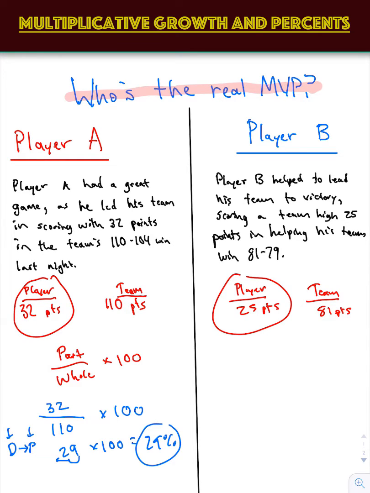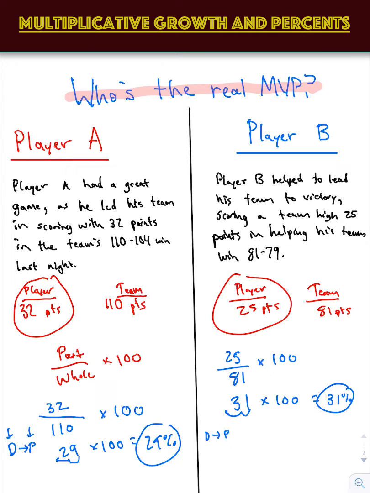Player B, we're going to do part divided by whole times 100 again. This time the part is 25, the whole is 81 times 100. This time when we do 25 divided by 81, we get 0.31 when we round, 0.3086. And turning that to a percent, I'm going to multiply by 100. Again, D to P says shift to the right. Shift to the right 2. Player B actually scored 31% of his team's points.